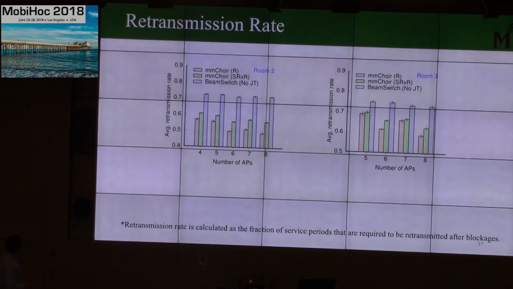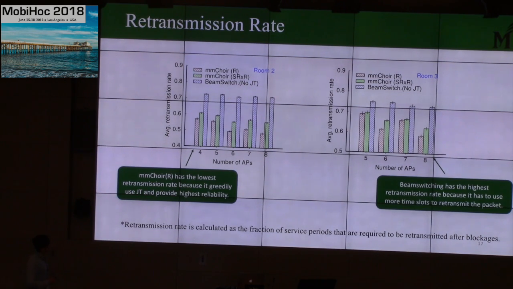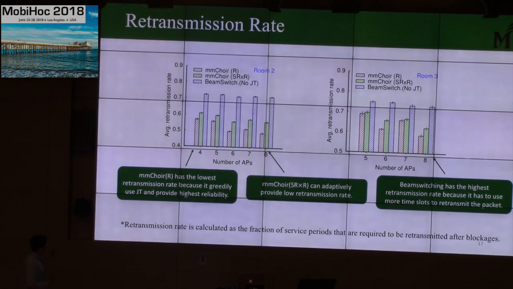And then for the retransmission rate, which is calculated as the fraction of the service period which is required to be retransmitted after the blockage happens. In this case, mmChoir R has the lowest retransmission rate because it greatly uses joint transmission. And beam switching has the highest retransmission rate because it has lower reliability, so it has to use more time slots to complete the transmission. And mmChoir SR cross R can adaptively provide a lower retransmission rate.